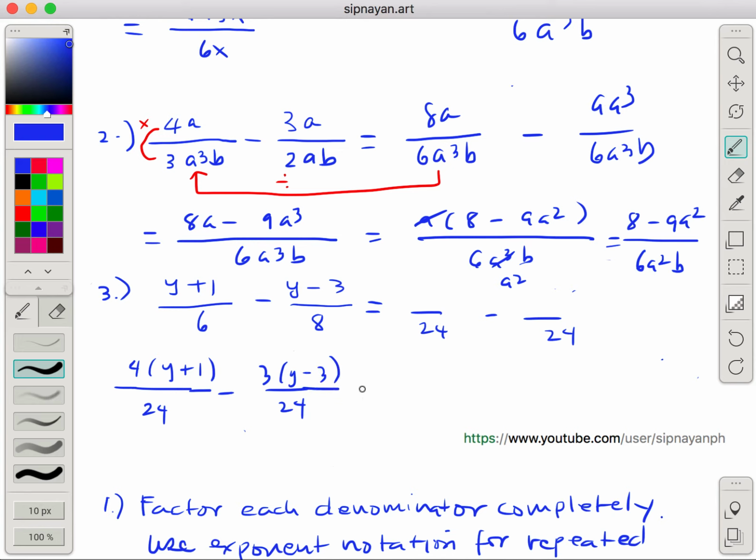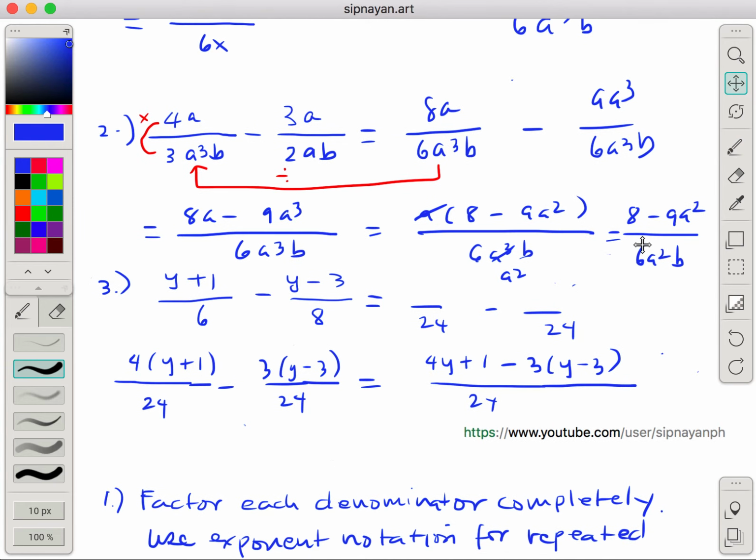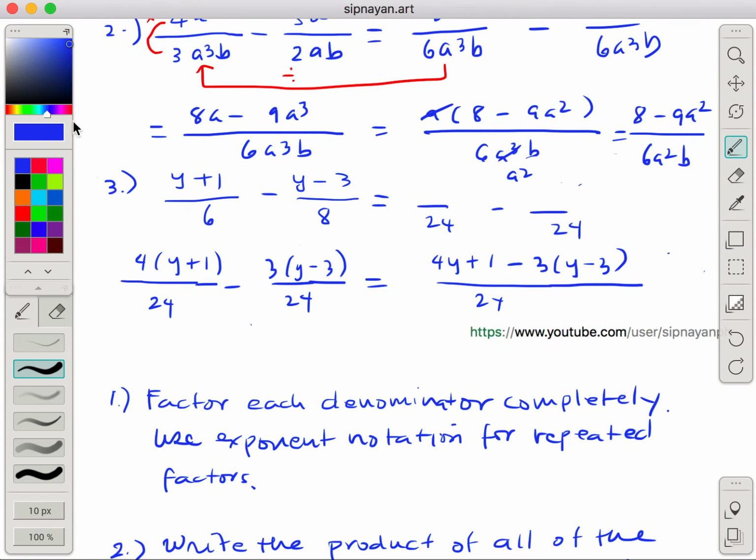And then we have, we can now combine them, it has the same denominator. So it becomes over 24 and 4 times y plus 1 minus 3 times y minus 3. The signs can be confusing, so you have to be careful. And by the way, this is the entire term. Sorry, 4 times the quantity y plus 1.